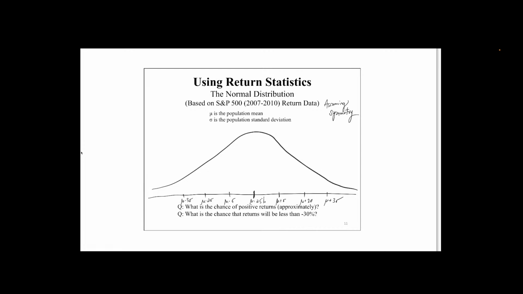Okay, so I want you to replace those with numbers and then answer these questions. What is the chance of positive returns approximately? What is the chance that returns will be less than negative 30%? That's what I want you to do. What do you get? So using 26.7%, so mu is equal to 2.5 and sigma is 27.7, imagining that that represents all the data over that period.